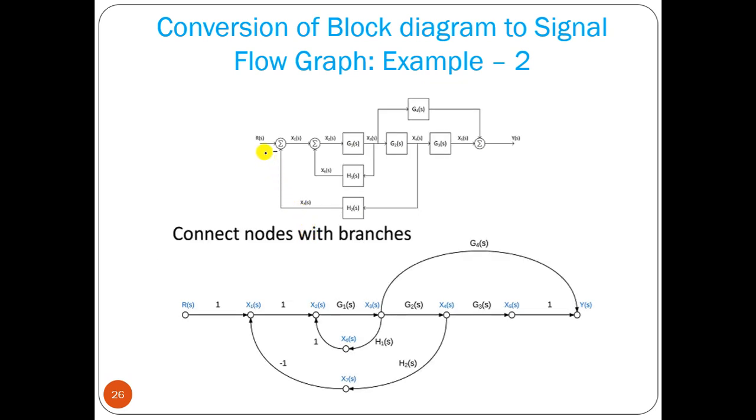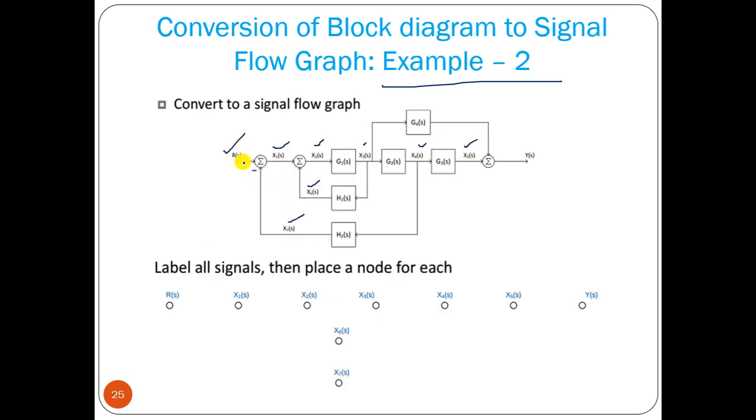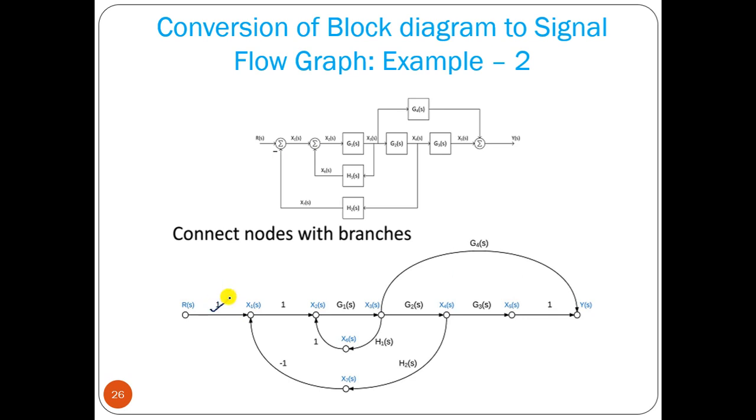So how can we connect? Between this R and X1, what we have is a summer, so we have to connect 1. Okay, so only one gain. Between X1 and X2, we have another summer, so again 1. X2 to X3, we have G1. Between X3 and X4, G2. X4 to X5, G3.